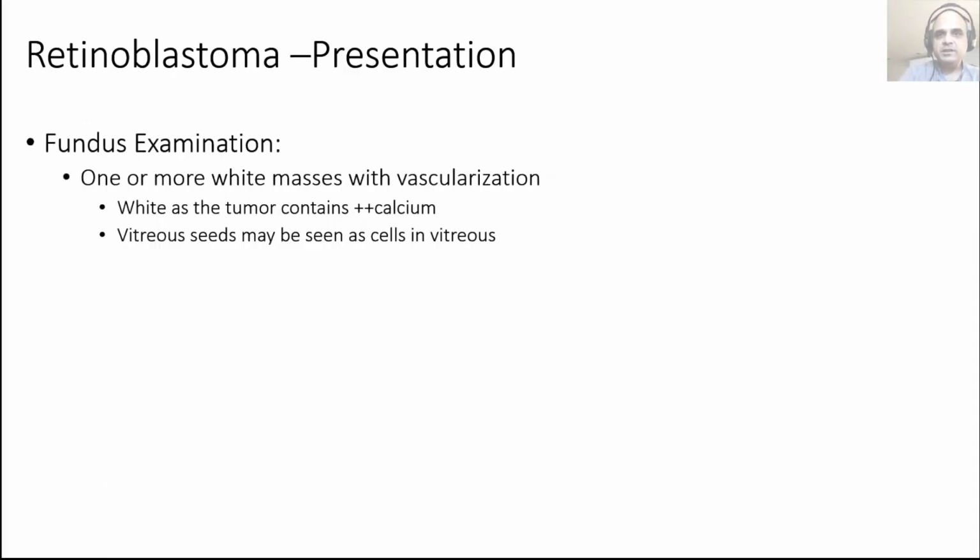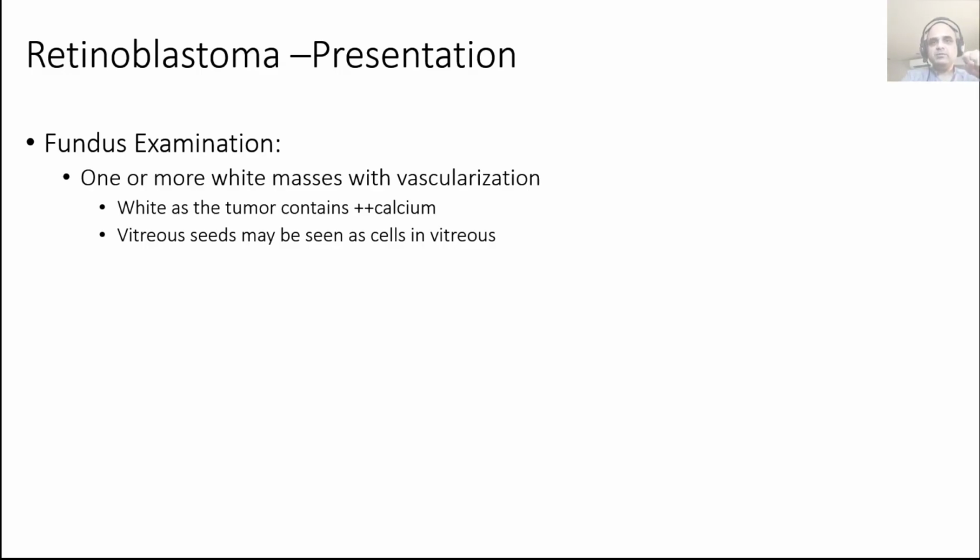The fundus examination of these children usually reveals either a unifocal tumor mass, which is a feature of unilateral disease, or multifocal tumors, which is a feature of bilateral disease. Together with this, you might also see some cells in the vitreous. The reason these masses appear white on fundus examination is because they have a lot of calcium in them.